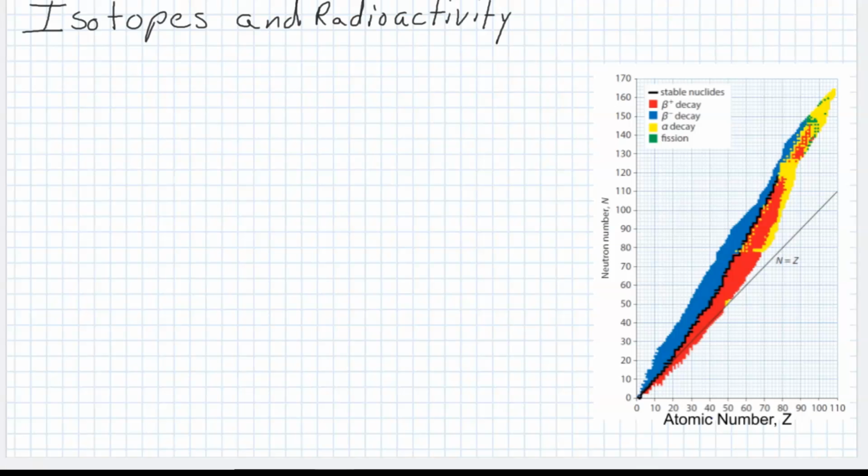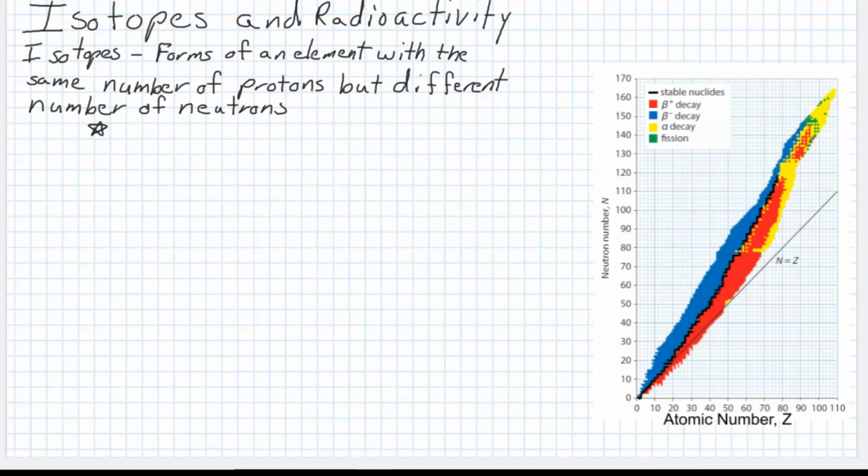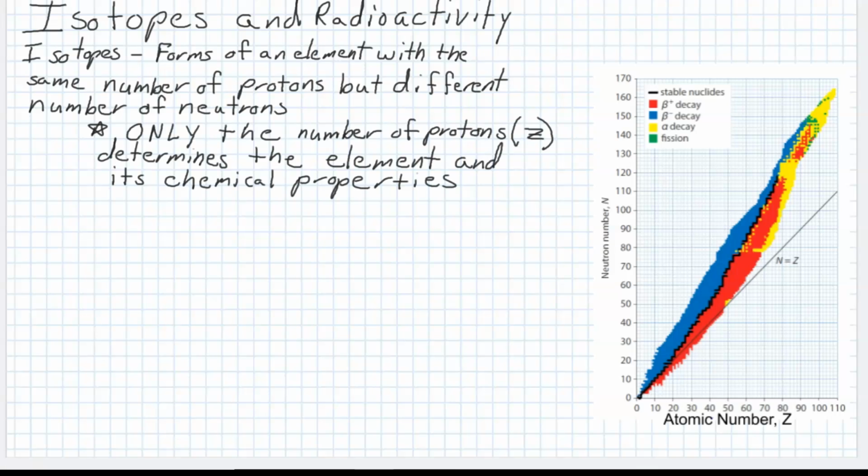This video is going to be about isotopes and radioactivity. Isotopes are the forms of an element with the same number of protons but a different number of neutrons. This is possible because only the number of protons, or the Z number, determines the element and its chemical properties.